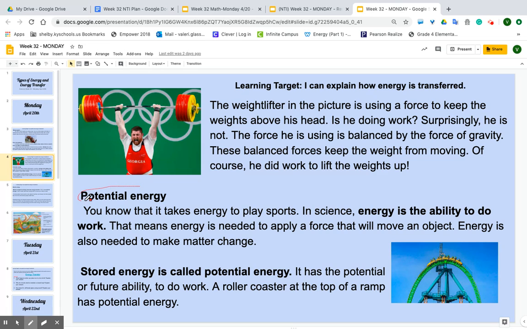So this week you're going to see the word potential energy. Potential energy is energy that is not being used. So let's say that you're just standing still. If you're standing still, that is potential energy. You're not using it yet. But you're going to need it in order to make yourself move or an object move. And another word for it is stored energy. It's energy waiting to be used.